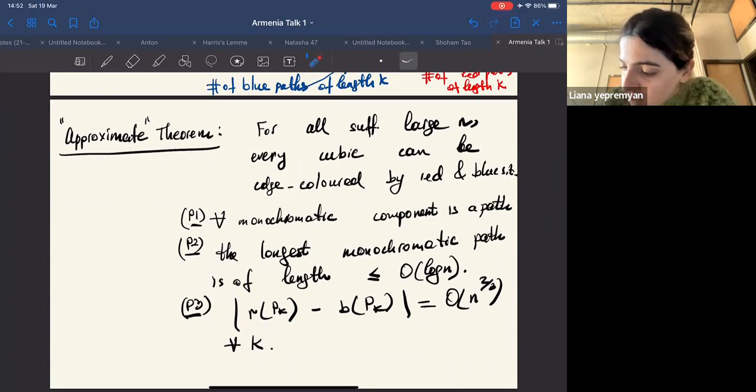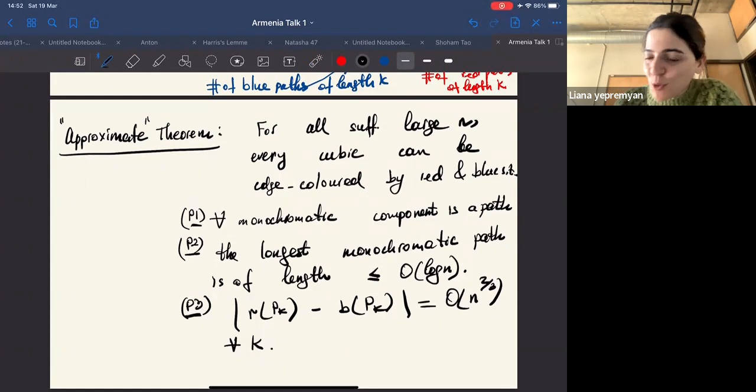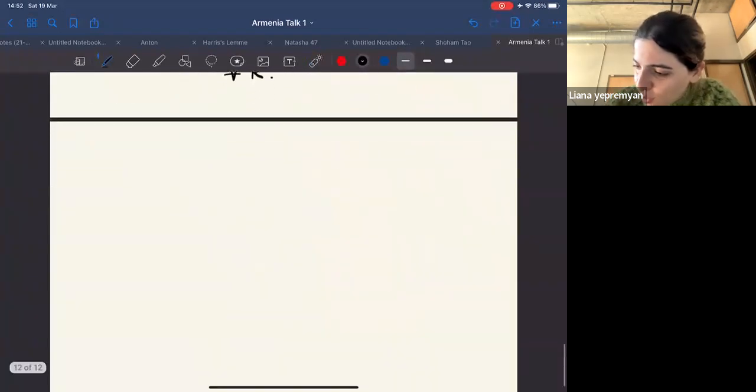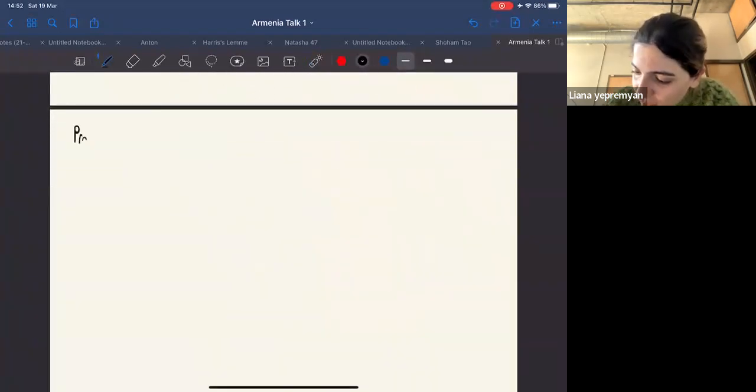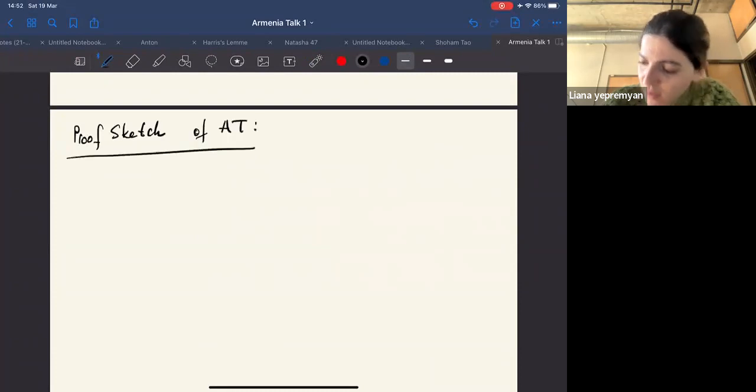Another thing you can notice is that I did not ask the graph to be connected here. So for an approximate result, I actually do not need the connectivity. Okay, so let me start with the proof, or rather proof sketch, of the approximate theorem. Here's how it goes.